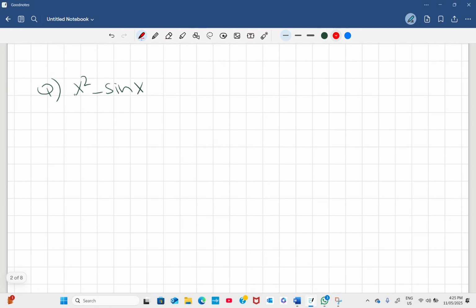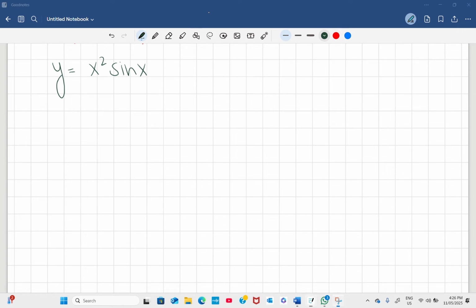We have y is equals to x squared minus sine x. To find the derivative, we're going to find the derivative of x squared, which is 2x, minus the derivative of sine x, which according to the rules is cosine x, and that's it. That's my derivative. Okay, so we have our second question, which is y is equals to x squared sine x.